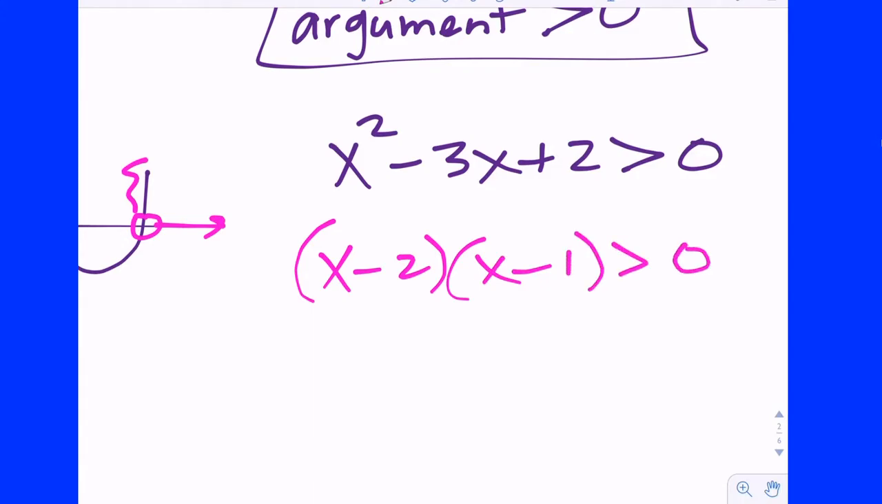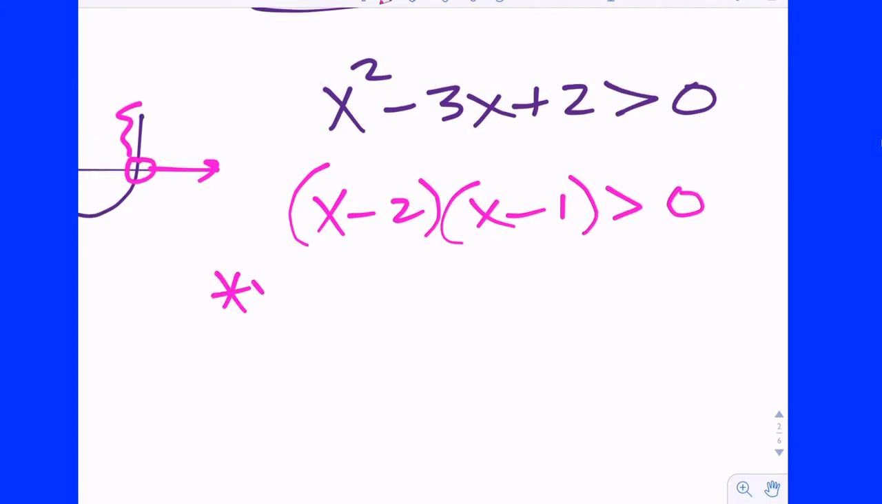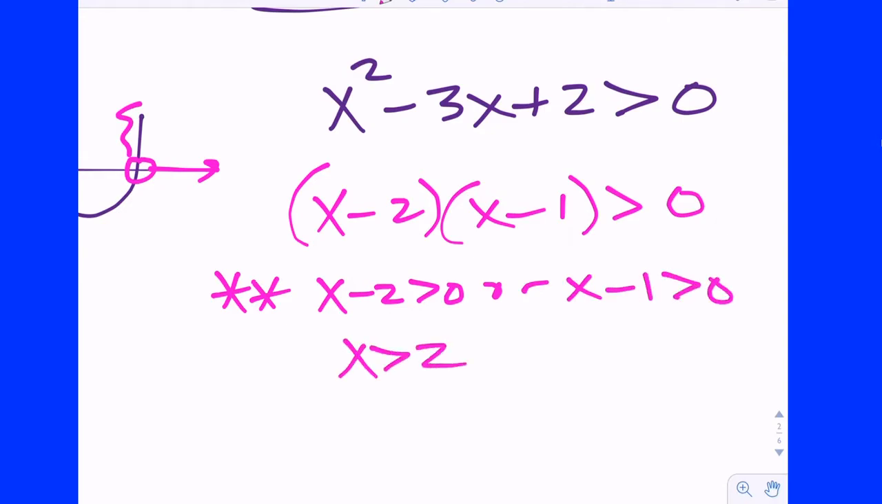Now, you can still have the product greater than 0. Here's where it breaks down. If you say x minus 2 is greater than 0, or x minus 1 is greater than 0, that's where it doesn't work. And that's where students get confused. It's either greater than 1 or greater than 2. Well, I guess it has to be greater than 2, because everything greater than 2 is greater than 1. So that's your answer, and that's wrong, right?